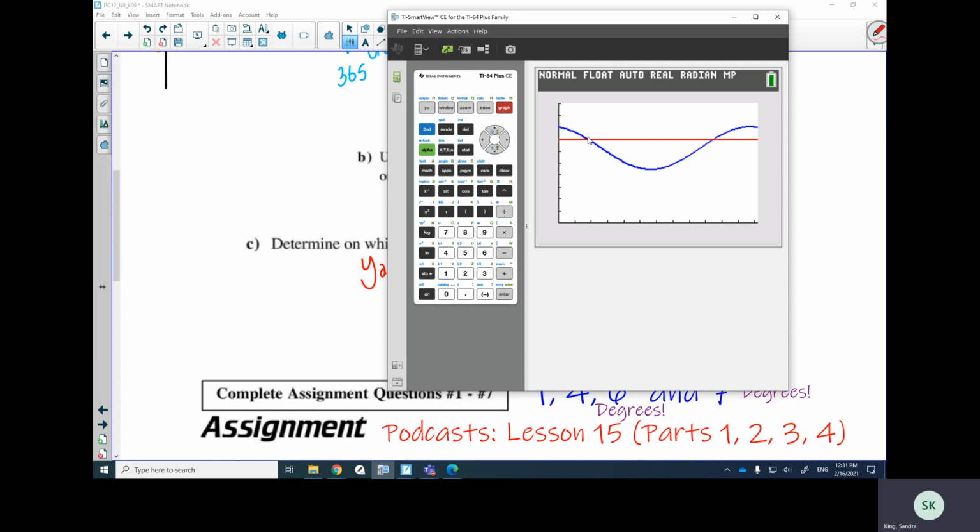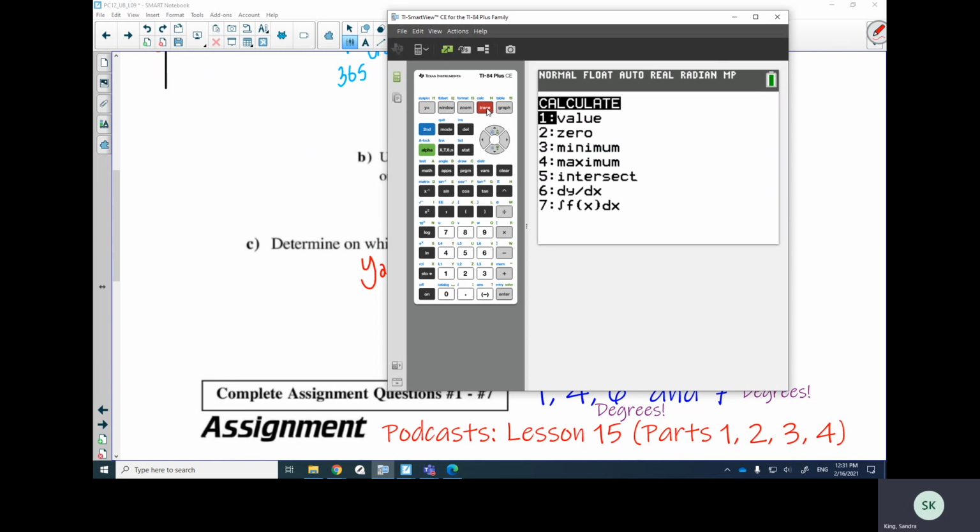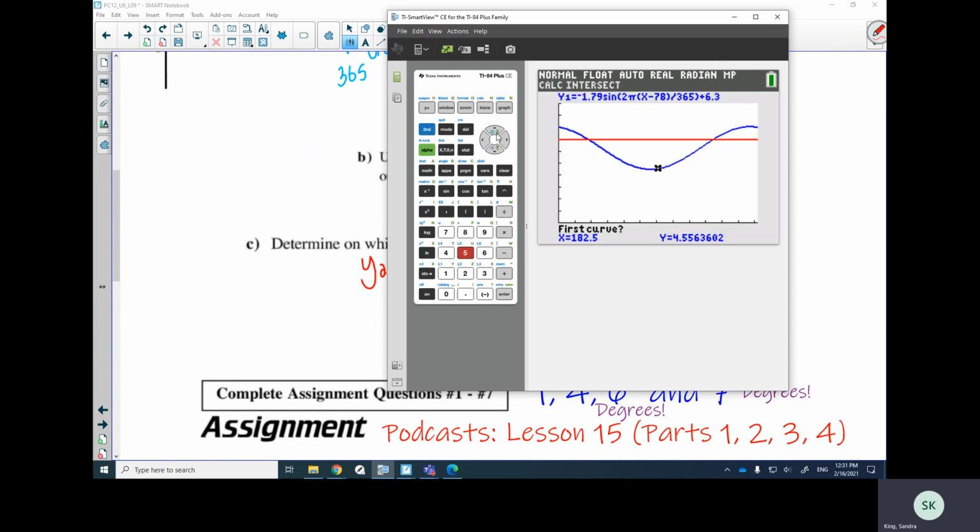This day of the year the sun rises at 7, and this day. So it's going to be an intersect question. Second function, calculate an intersect. Enter, enter, enter. So this one we would say, and again, we could use our rounding rules for this.